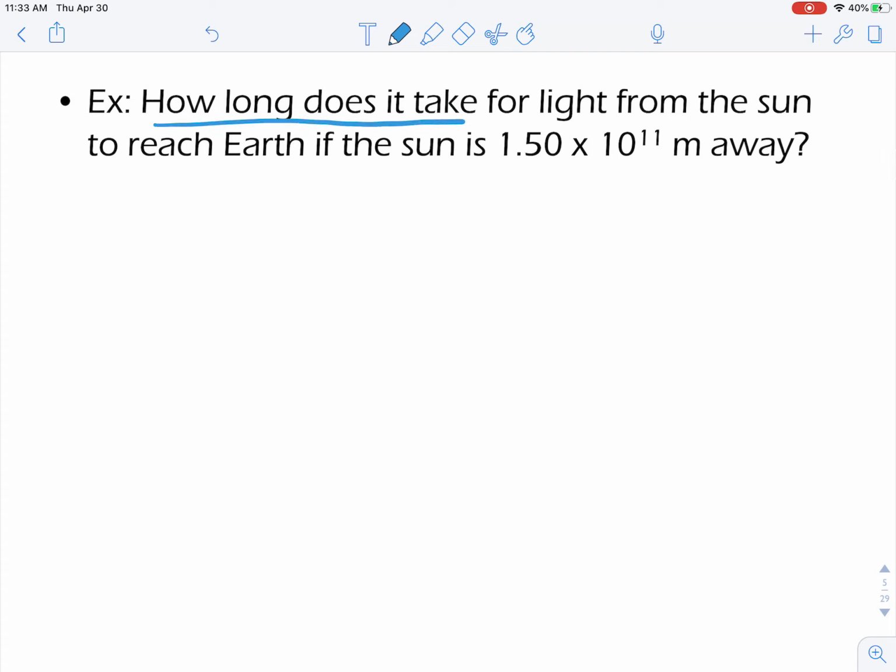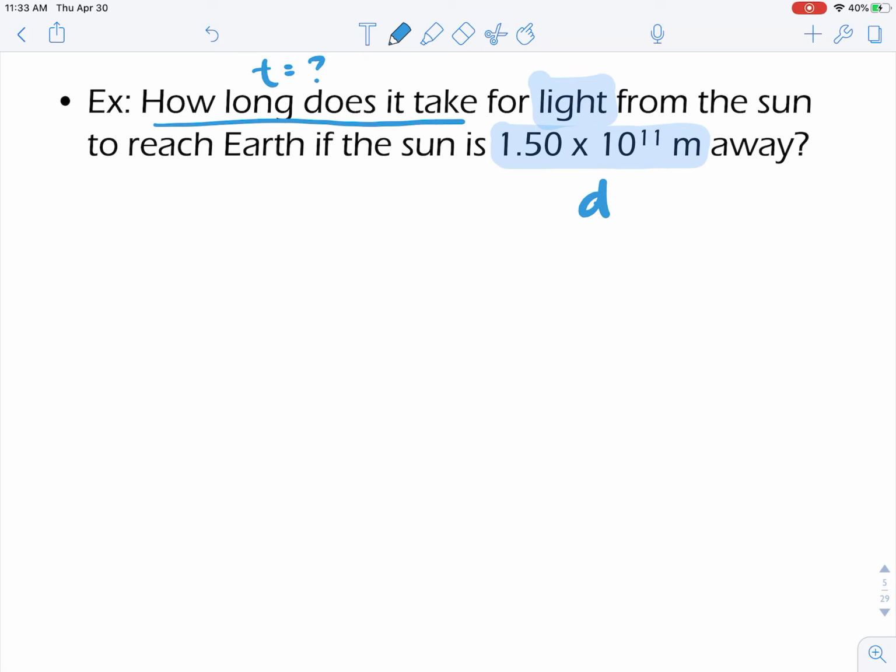So let's try an actual math problem. How long does it take for light from the sun to reach the earth if the sun is 1.5 times 10 to the 11th meters away? So label stuff. Meters is a distance. We're looking for how long does it take, time.